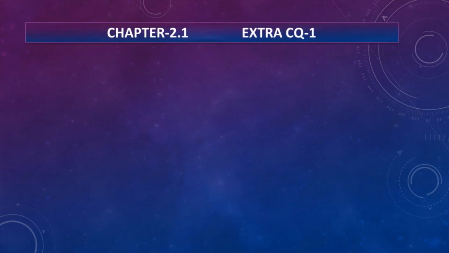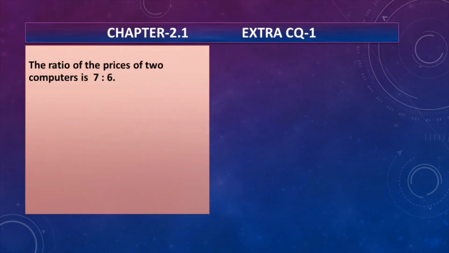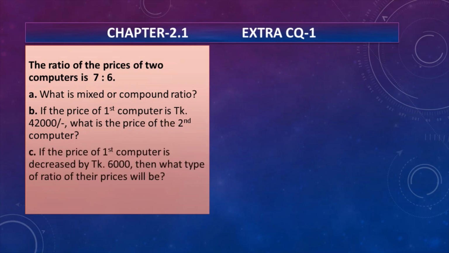Now from chapter 2.1 we will see extra creative question number 1. Now this is the stem. The ratio of the prices of two computers is 7 is to 6. Let us see the questions. A. What is mixed or compound ratio? B. If the price of first computer is taka 42,000, what is the price of the second computer? C. If the price of first computer is decreased by taka 6,000, then what type of ratio of their prices will it be?